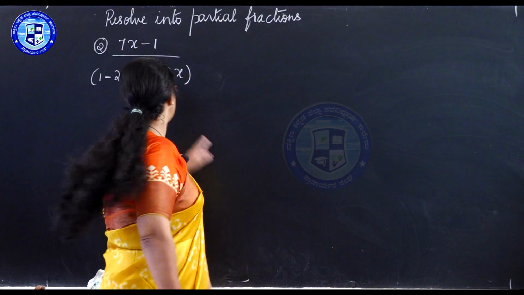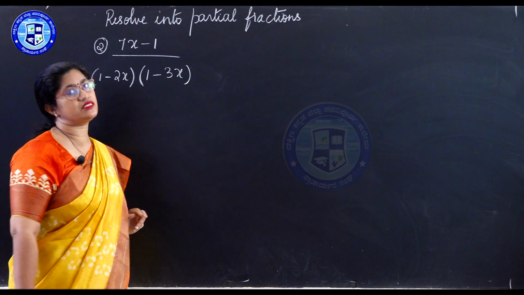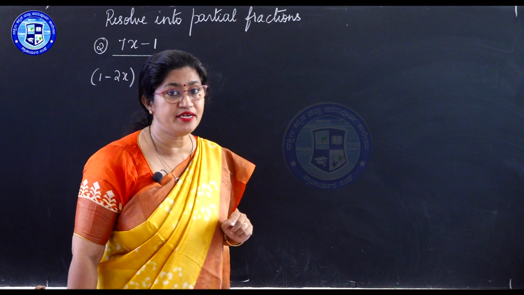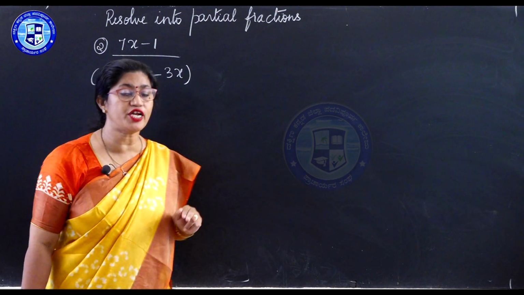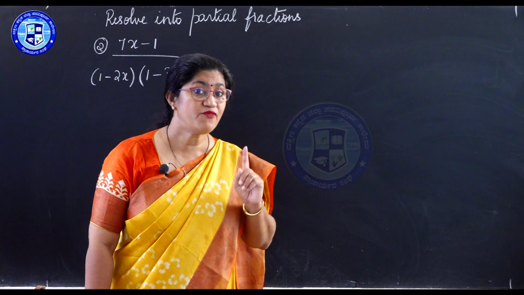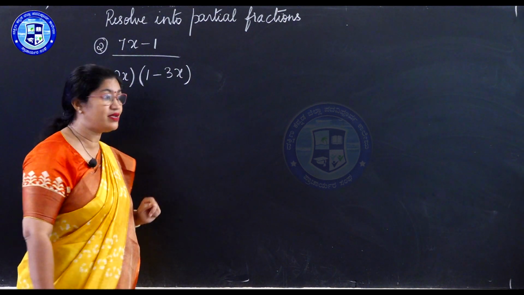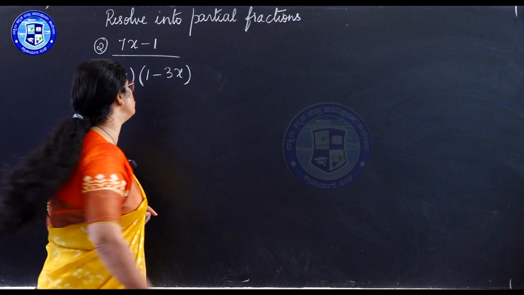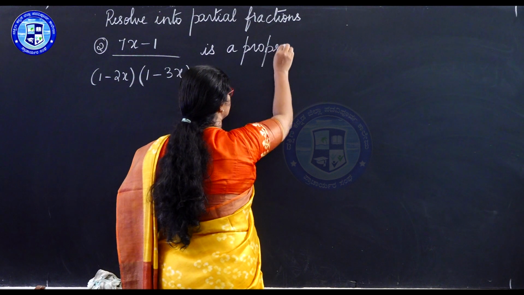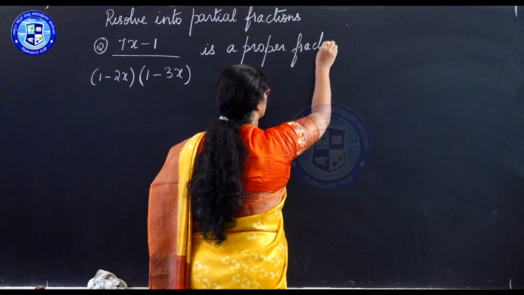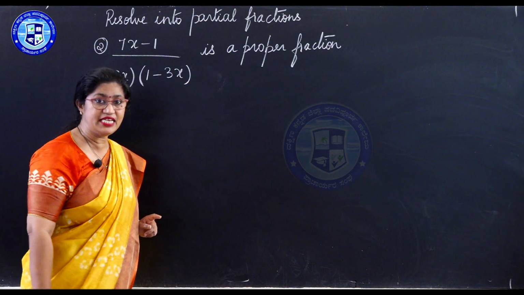Question 2, 7x minus 1 divided by 1 minus 2x, 1 minus 3x. Look at the denominator, you can see 2 linear factors which are not repeated. Also, first check whether it is a proper fraction. Degree of the numerator is 1 and degree of the denominator is 2. So you know it's a proper fraction. It is non-repeated linear factors.